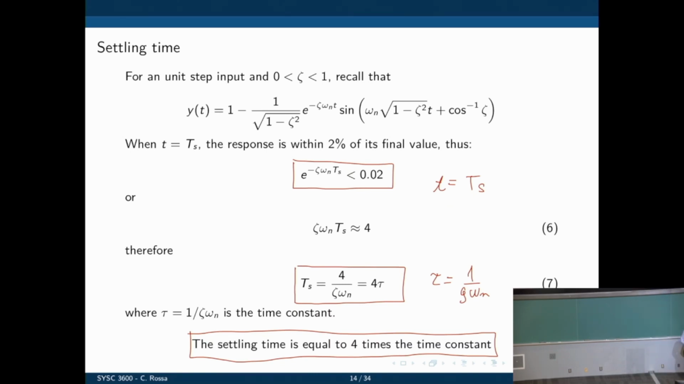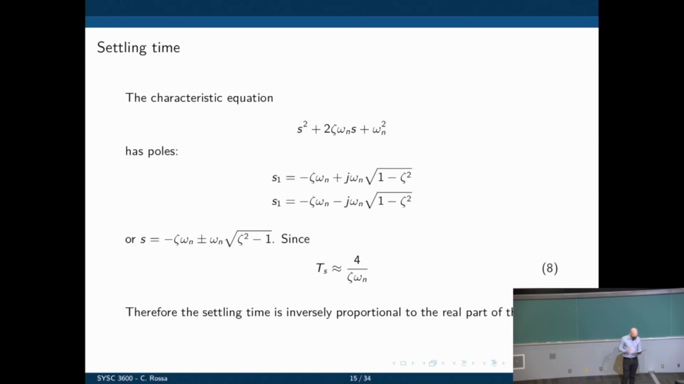Does that make sense? Inversely proportional to the real part of the pole. The real part of the pole is what gives the exponential. So if you want the exponential to decay fast, we want the time constant to be, in this case, smaller. So the exponential decays faster. Let me try to explain that a bit better with this. If you take that characteristic equation, we find the poles. We see here negative zeta omega n, negative zeta omega n. That's the real part, and then you have the imaginary part over here.